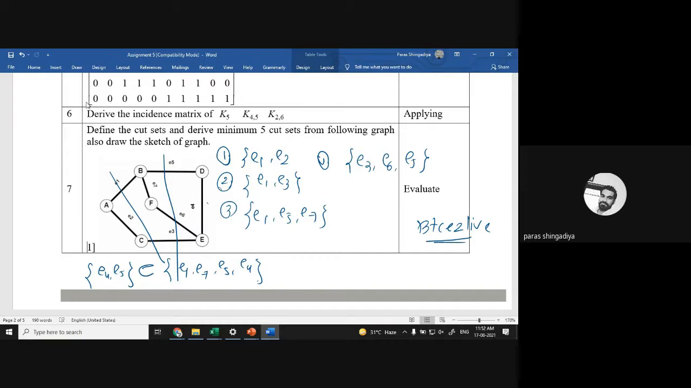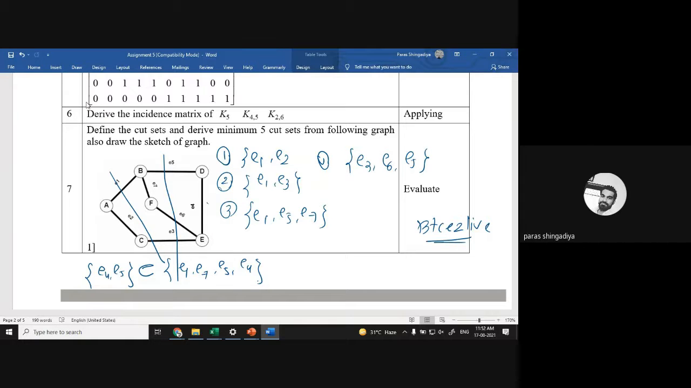Okay, in the cut set form, you only have to delete the edge. This vertex will be disconnected from this form. Okay, if you consider this cut set, it has no proper subset. Any subset you take, we cannot make the graph disconnected.